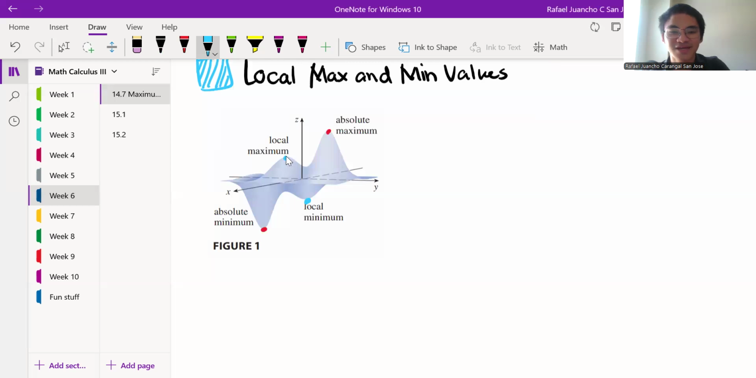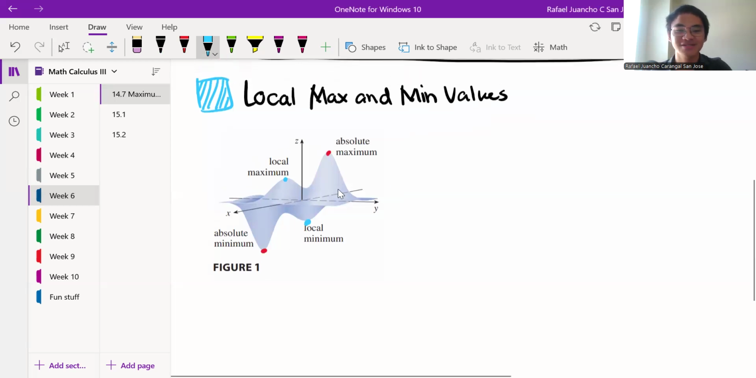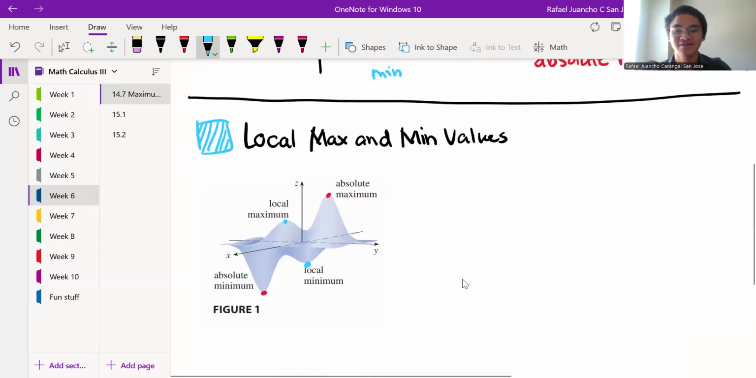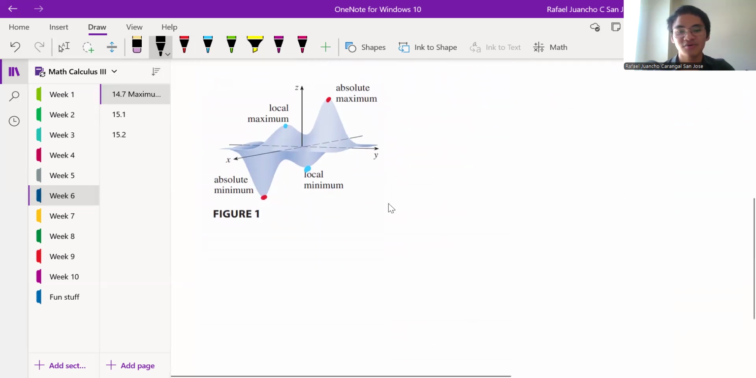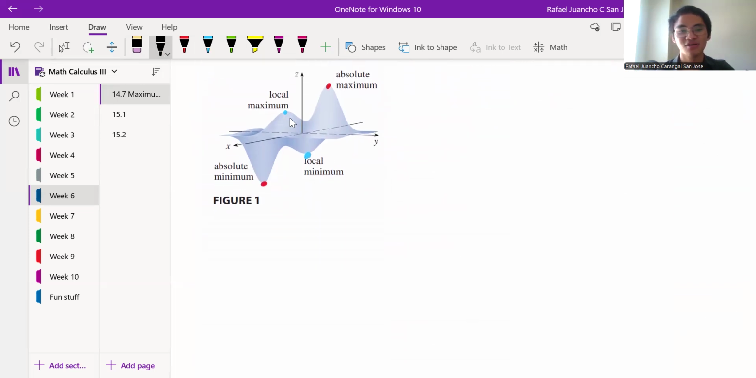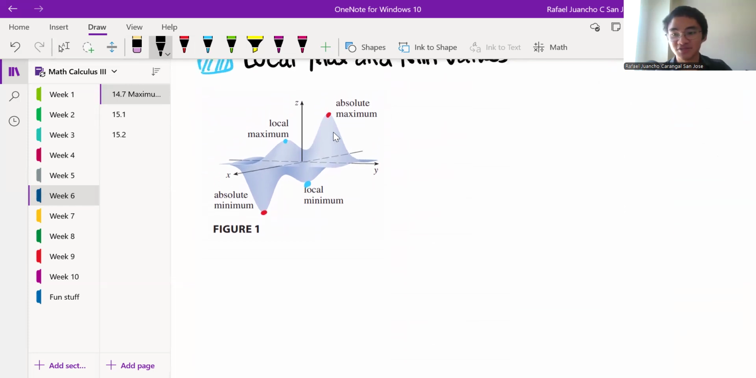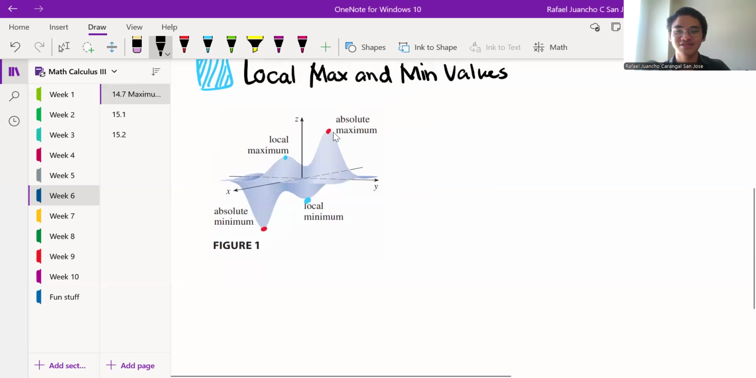I'm trying to do a color thing. If it's local, it's blue. If it's absolute, it's red. Something like what I did here. And so if we get their partial derivatives, we actually have two partial derivatives, one with respect to x, one with respect to y. And we pretty much get horizontal tangent lines, and so from there a horizontal tangent plane. So we're kind of building stuff here.